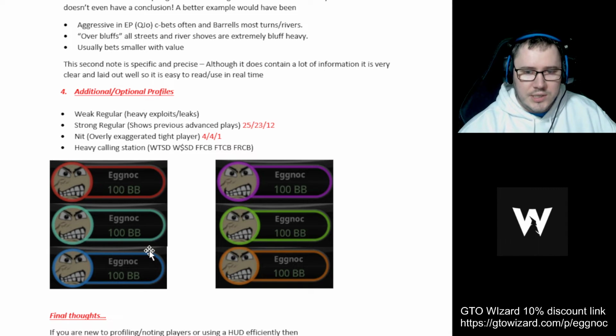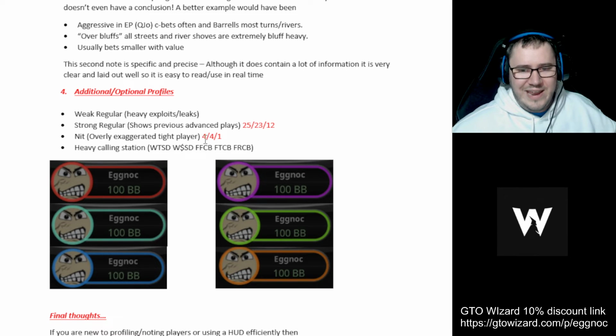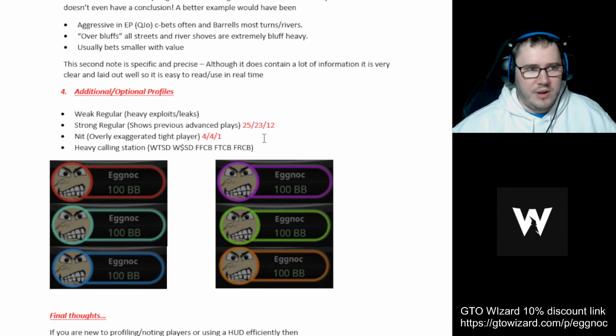It's really good. So we've got the nit, the over-exaggerated type player. Again, I've given some more examples of stats here. Again, a nit is different to a tight regular. For example, I'd say a nit is a 3-3-1 and a 10-7-3, really tight opponent, okay? Almost like you just kind of have to overfold almost every time.